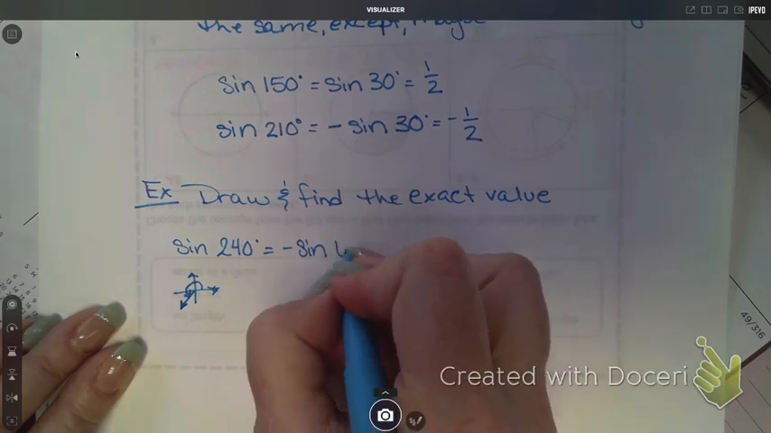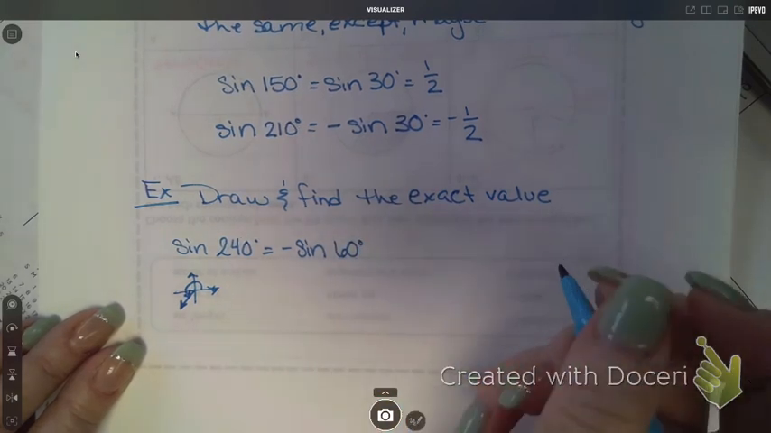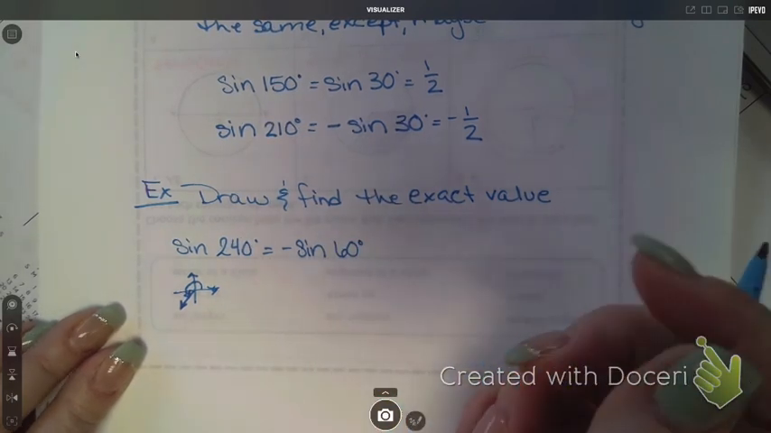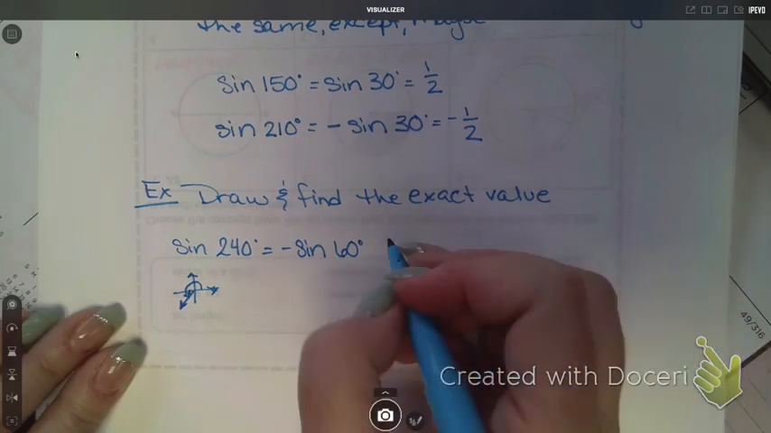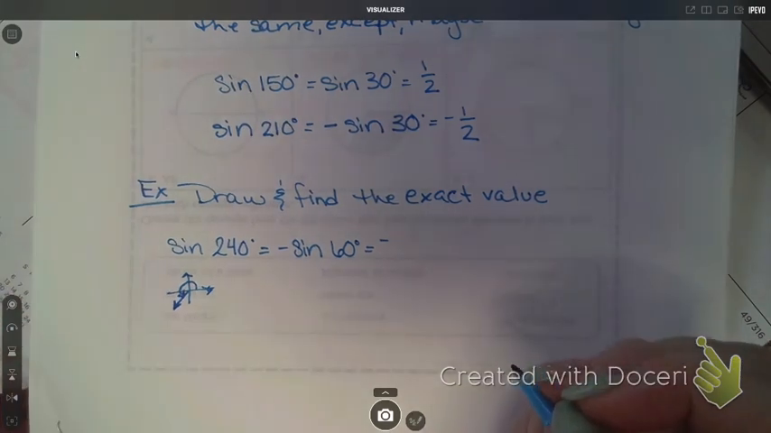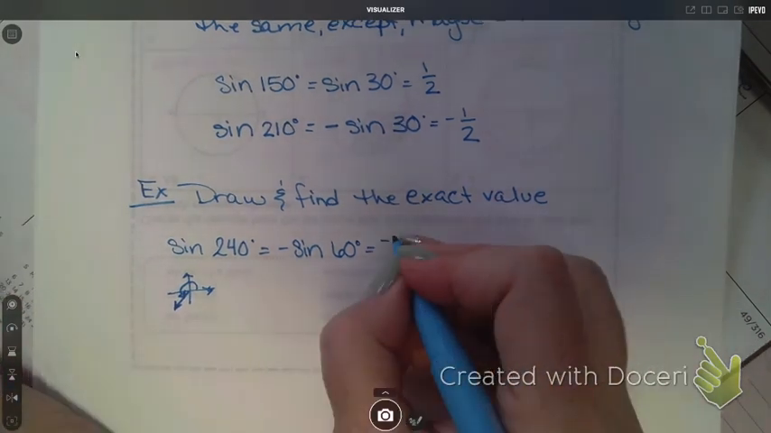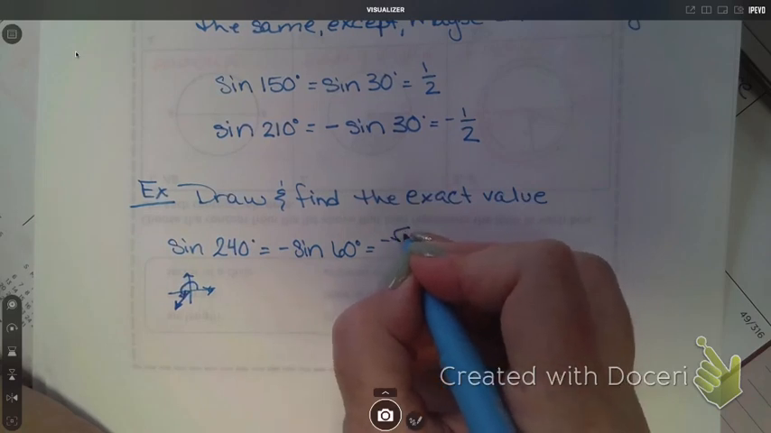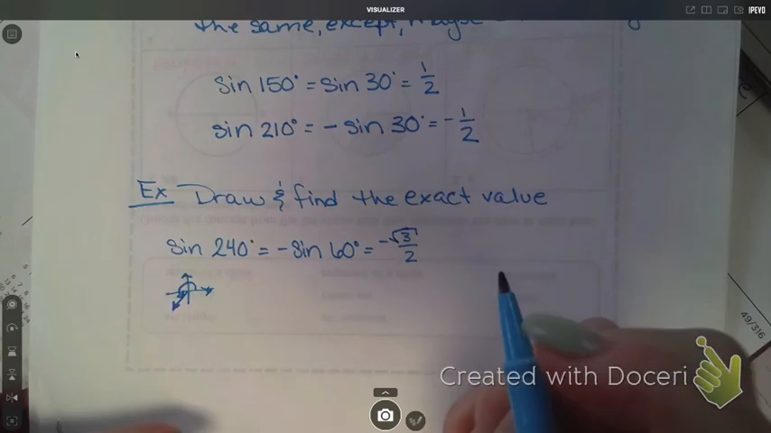60. How'd you get 60? Subtract the 240 minus 180. 240 minus 180 gives you 60. So negative and opposite 60 is what ratio? Square root of 3 over 2. We will be having another quiz, guys. You should be doing your flashcards.